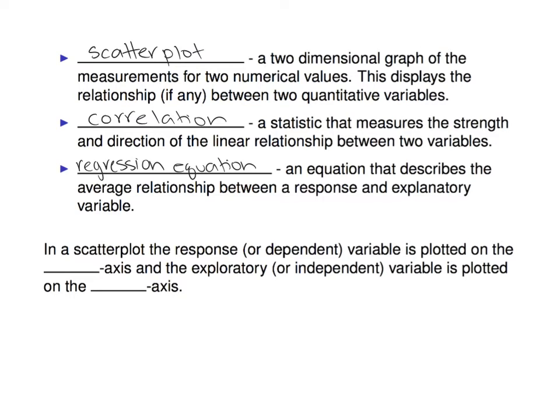So remember that the response variable is the y variable and the explanatory variable is the x variable. The response variable we sometimes also call the dependent variable, and the explanatory is called the independent variable. Now in a scatter plot, the response or dependent variable is plotted on the y-axis, and the explanatory variable or independent variable is plotted on the x-axis.